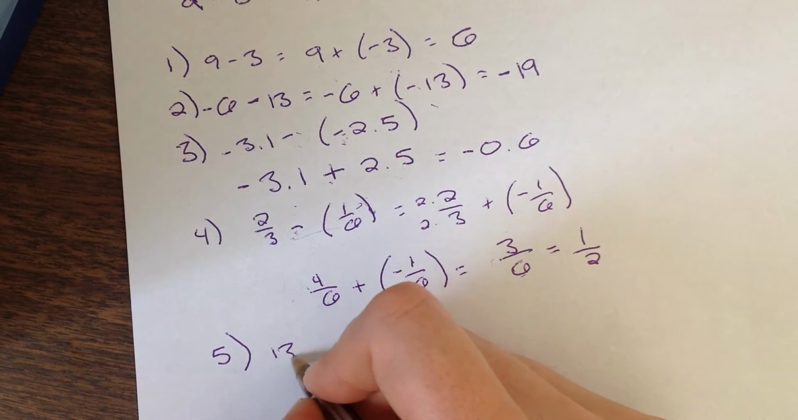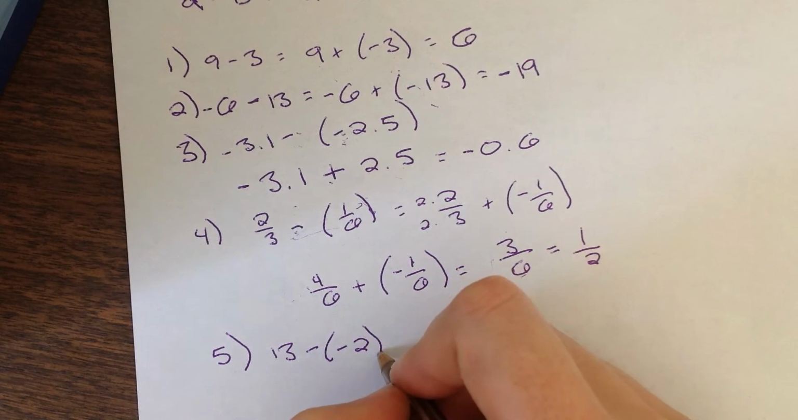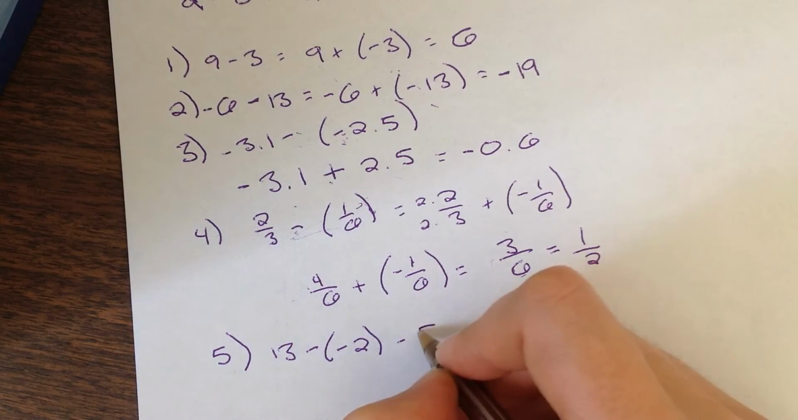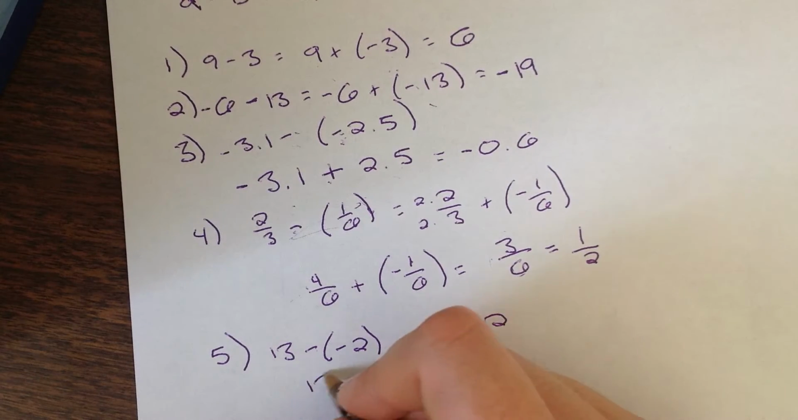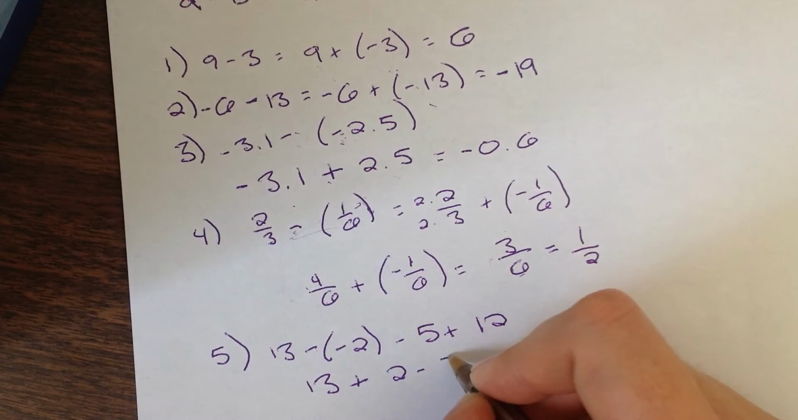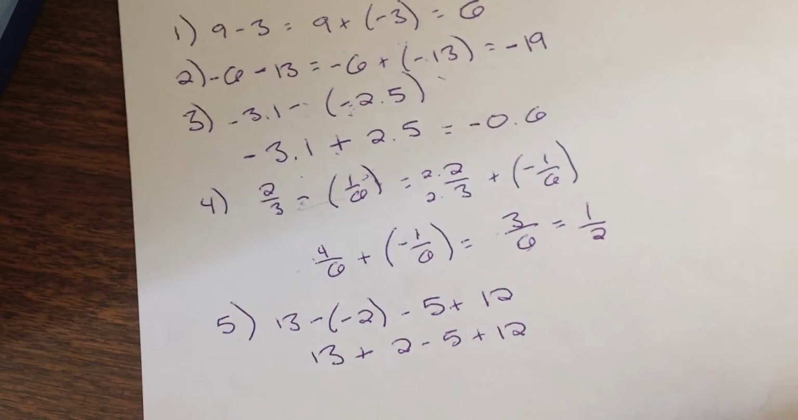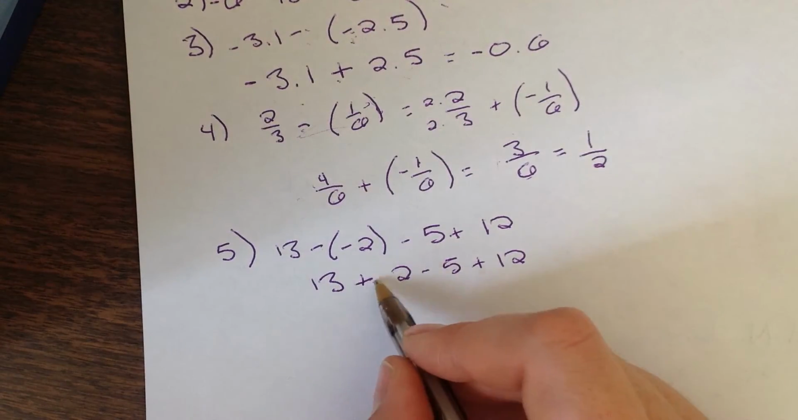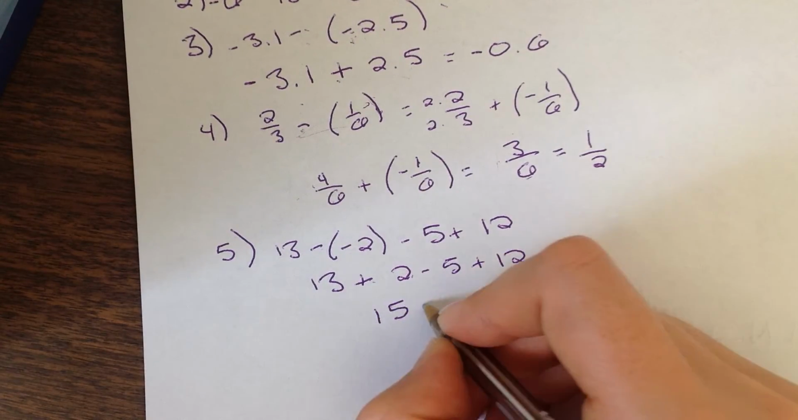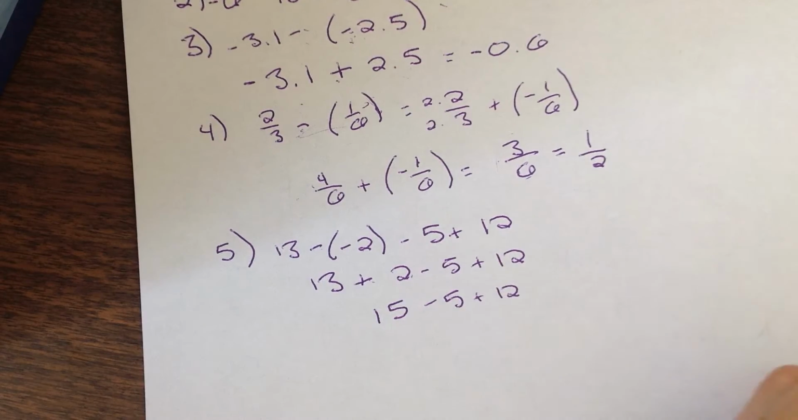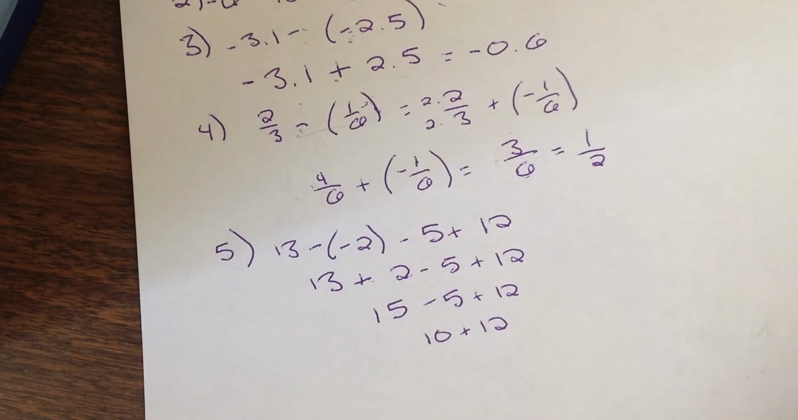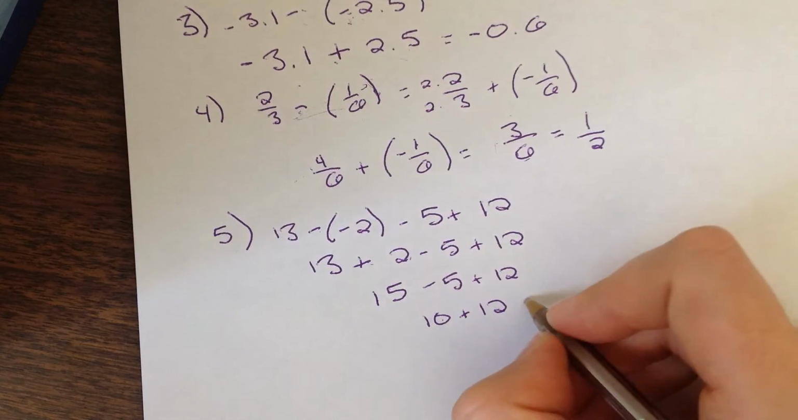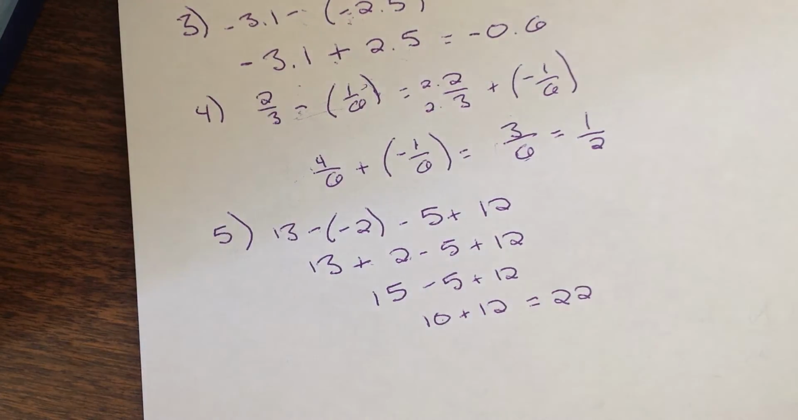Another example of a double switch, but with some other pieces. More than two things. So 13 minus a negative, remember, combine to make plus. The rest stays the same. 13 plus 2, well, that's 15. 15 minus 5 is 10. And 10 plus 12 makes 22.